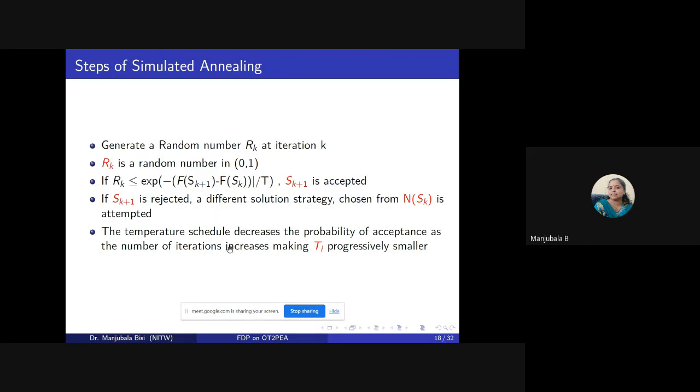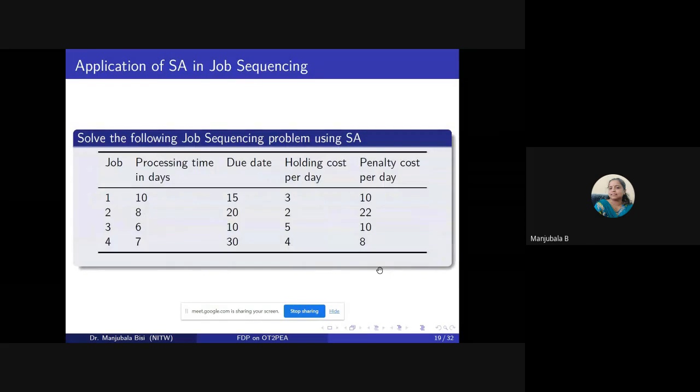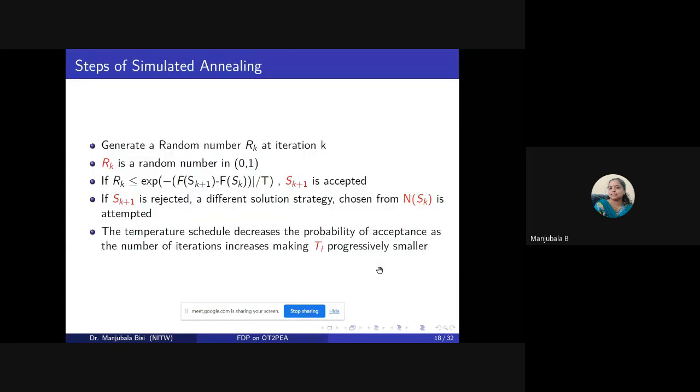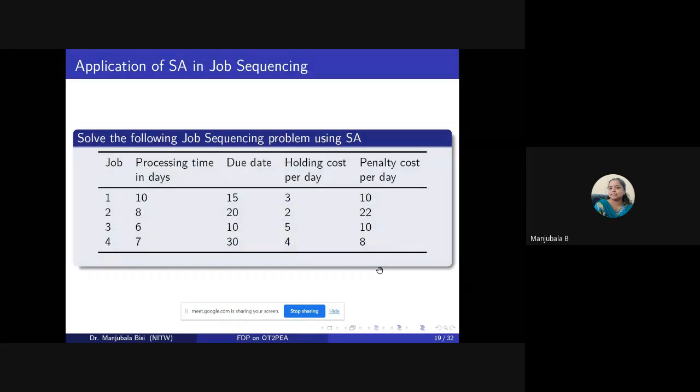The temperature schedule decreases the probability of acceptance as the number of iterations increases, making your Ti progressively smaller, because we are decreasing the temperature after every T number of accepted iterations. Whenever this T value is very low, at that scenario, we have to stop our algorithm. Now let us solve a small problem for this job sequencing problem by using this simulated annealing algorithm.